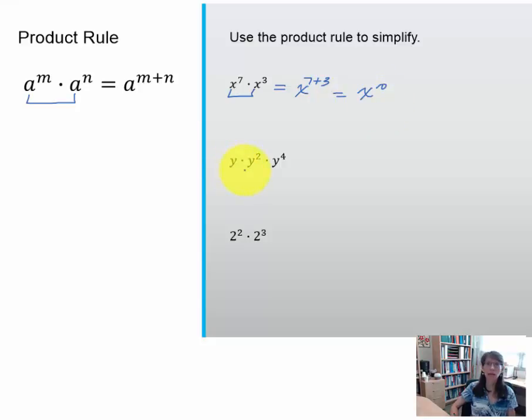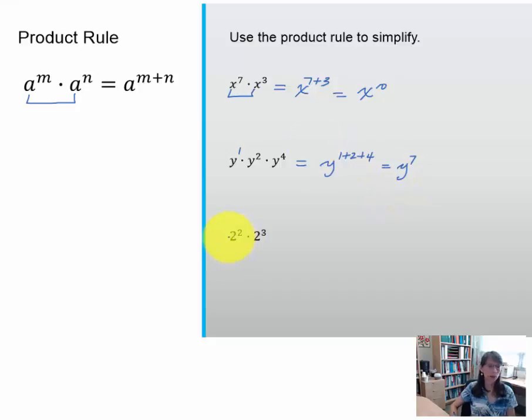Next, we have y times y squared times y to the 4th. So all the bases are y. So we keep the base of y. The rule is to add the exponents. So on this one, we need to be careful because with our first base of y, it doesn't look like any exponent is given. So when nothing is written, it really is positive 1. So we have 1 plus 2 plus 4. So that makes y to the power of 7.